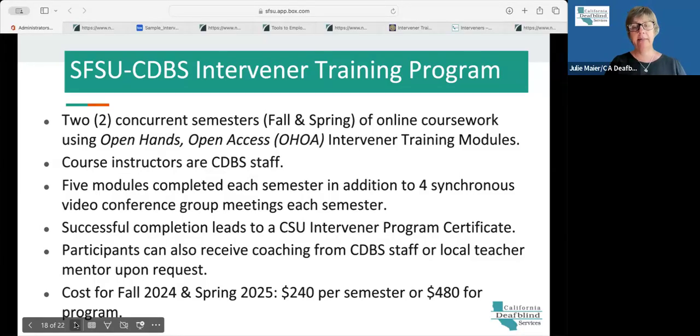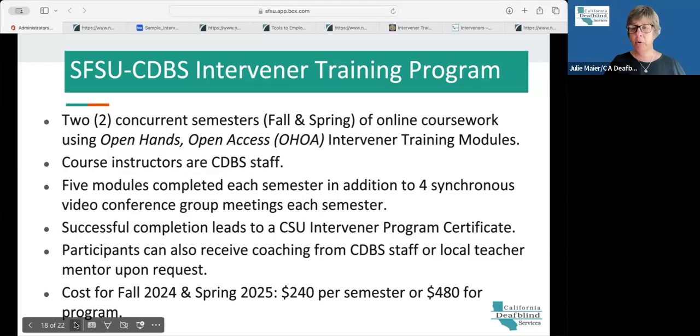It's all online. It's asynchronous. So they do have due dates in terms of completing each of the 5 modules they do each semester within 3 weeks, but within that 3 weeks, they have as much time as they want to take to complete the work. Each module takes anywhere from 7 to 9 hours to complete, so it's about 2.5 to 3 hours of work per week. We also have 4 synchronous video conference group meetings, so we have little Zoom classes 4 times a semester where they meet with other paraeducators and intervener candidates who are in the class, and that's always a great chance for them to connect and have discussion.